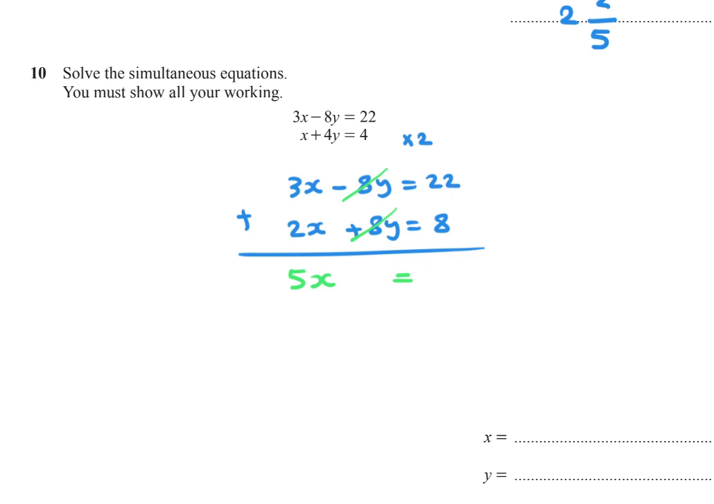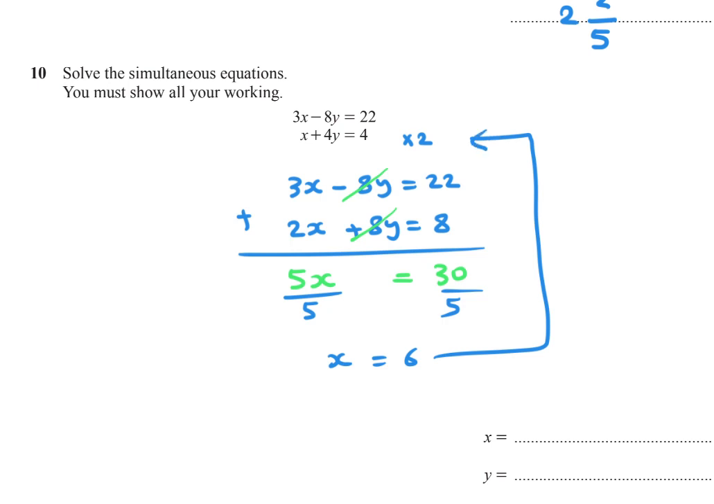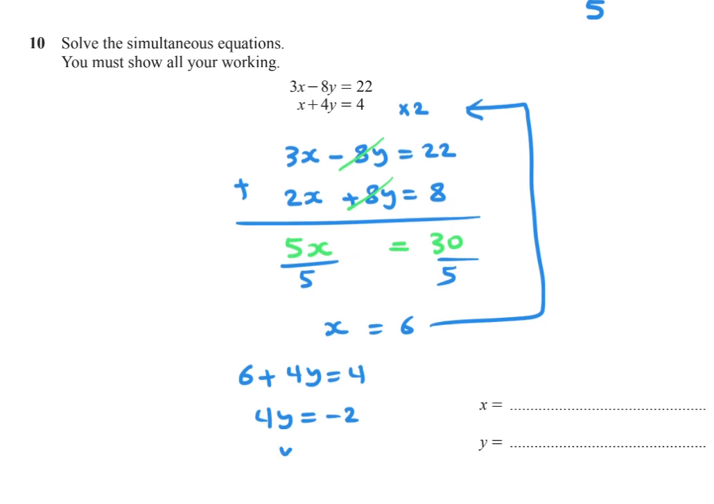22 plus 8 equals 30. Now divide by 5, so x equals 6. Substitute in the second equation, so 6 plus 4y equals 4. So 4y equals 4 minus 6, which is negative 2. So divide by 4, so y equals negative 0.5. So x equals 6, y equals negative 0.5.